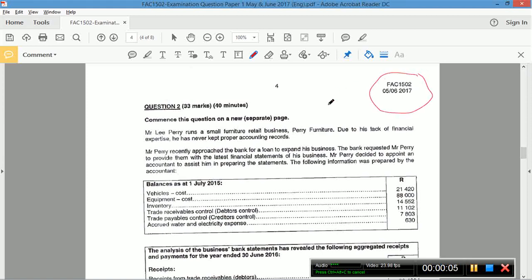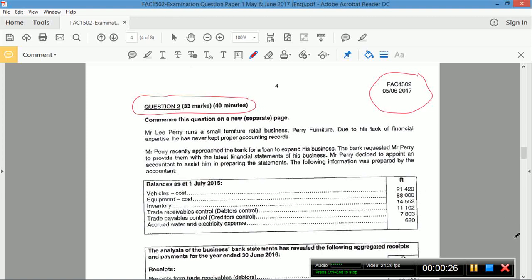May, June 2017. We're looking at question two now. It's 33 marks, it's 40 minutes. So in the exam, I wouldn't want this question to take longer than 40 minutes. If it does, it's a problem. You should try to stick to the time allocation rather than the marks. This should be quite a difficult question. Why? It's the longest one, right?